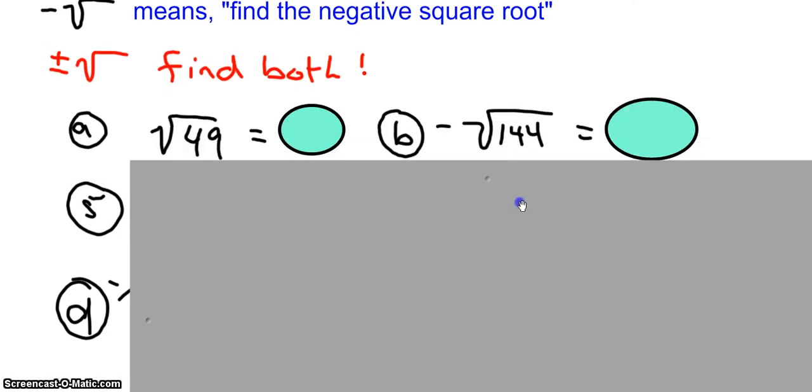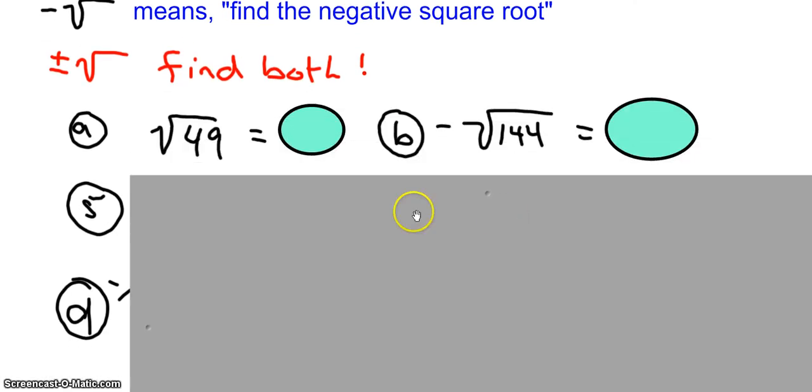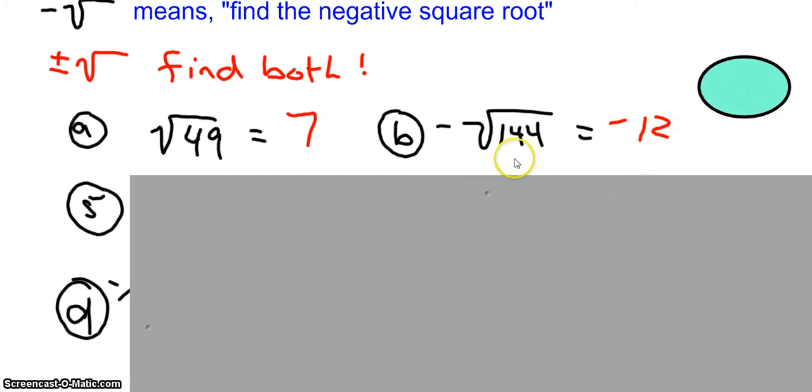Okay, let's try this. Example A and B. Which root is being asked for here? Good, the positive root. So the positive root of 49 is 7. How about this one? You can see we're looking for the negative root. So our answer is negative 12.